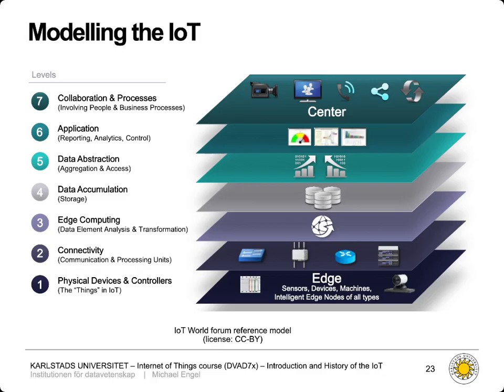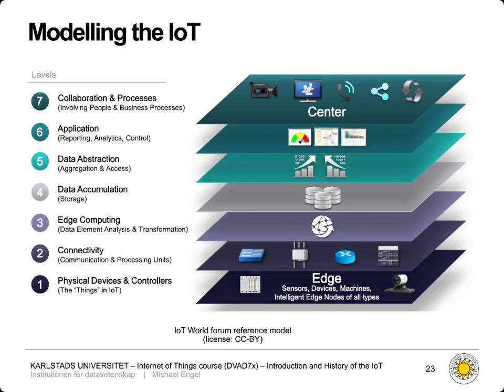Then we have to talk about the networks, the connectivity, so communication. On level 3, there's edge computing. So how do we handle data on the edge? How do we transform data on the edge, filter it, encrypt it? We have to transmit and accumulate data somewhere. We have to aggregate data. And of course, then we have applications like reporting, analytics, control.